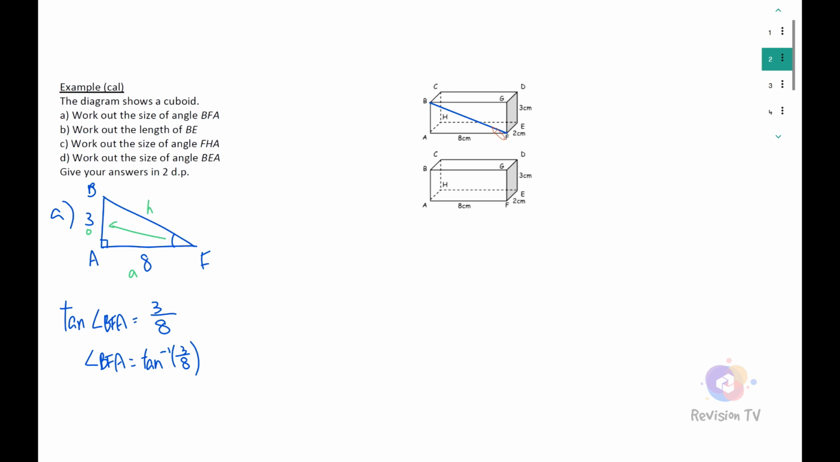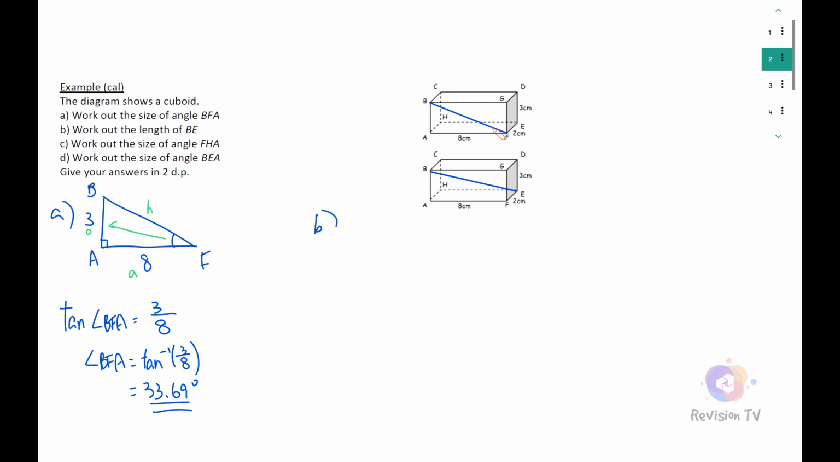Plug that in the calculator, you get 33.69 degrees. The question wants it rounded to 2 decimal places, so we'll do that. Okay, question B. Work out the length of BE. So I'm going to use the second diagram for question B. BE, so from B to E. Right, so it's a big diagonal.